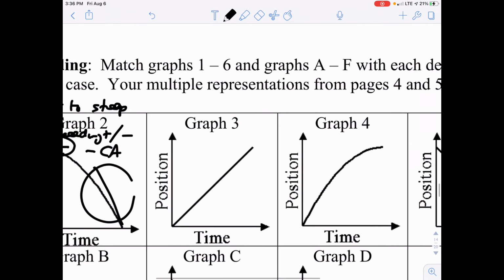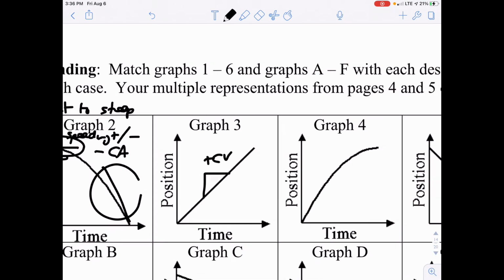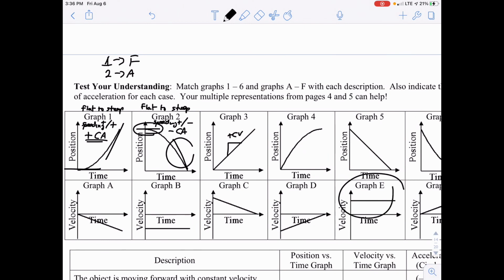Number 3, constant line, positive constant velocity. Positive constant velocity. 3 goes with E.